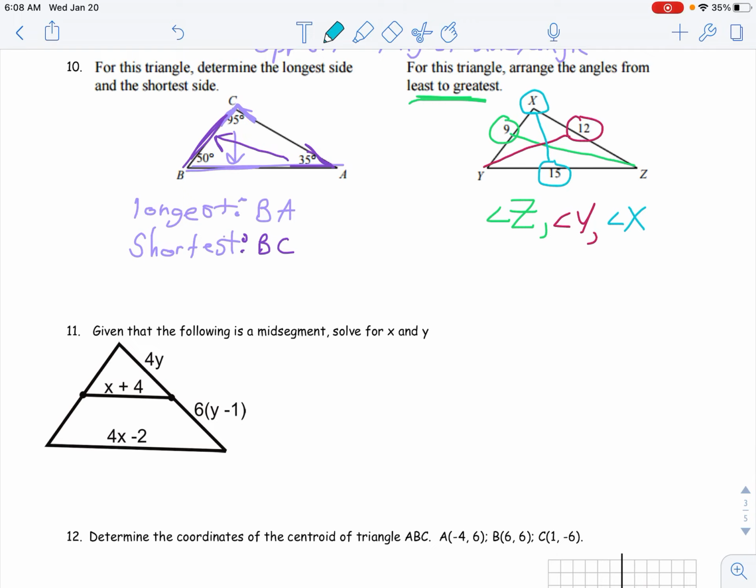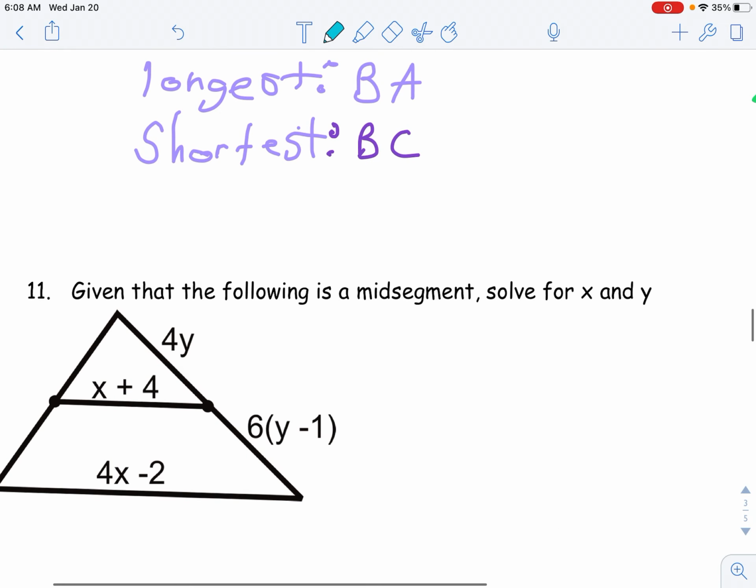All right, now we've got some mid-segment problems. Given that the following is a mid-segment, solve for X and Y. So let's do Y first. Remember, mid-segments are formed by joining midpoints. So this point's a midpoint, so boom, boom.